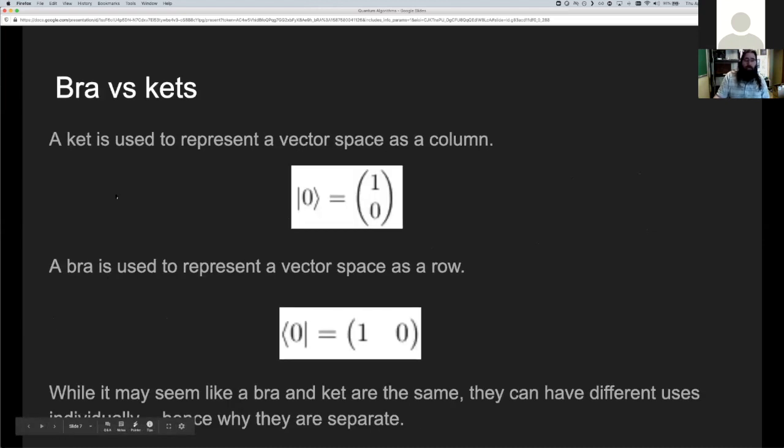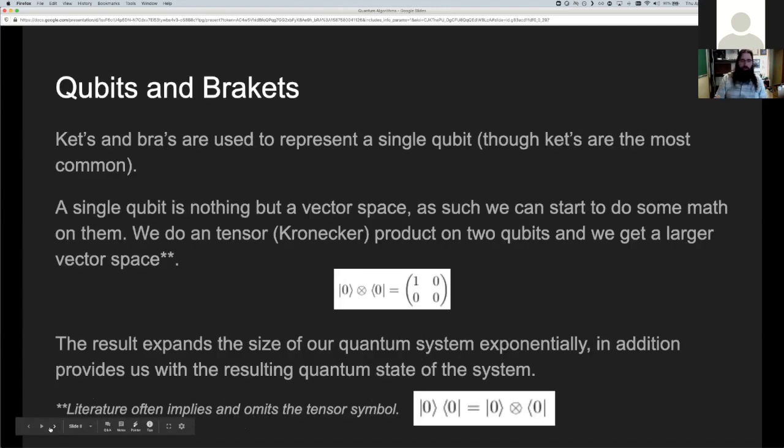So how they're represented, we have bras versus kets. A ket is a vector space as a column. We have a bra, which is a row, and it may seem like they're the same, and in some cases they can be. However, when you take them separately, they can actually have different uses and different meanings. So that's why they usually represent them separately. And if I'm going too fast for this stuff, let me know. I'm just going fast because I know you guys have probably covered some of this. And with kets and bras, we represent a single qubit, and usually you see it represented as kets. Sometimes you'll see it as a bra, it really depends on what operations they're trying to do.